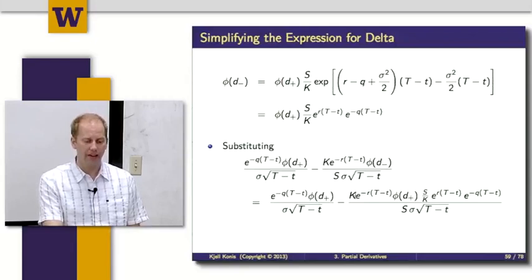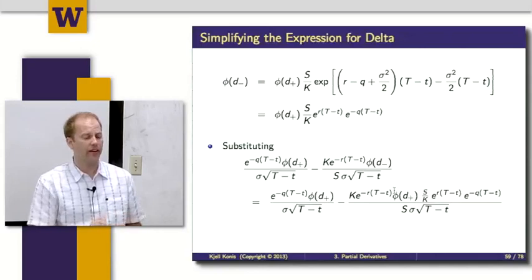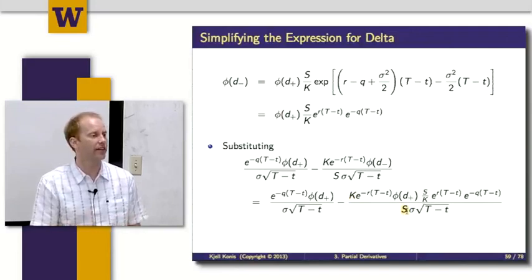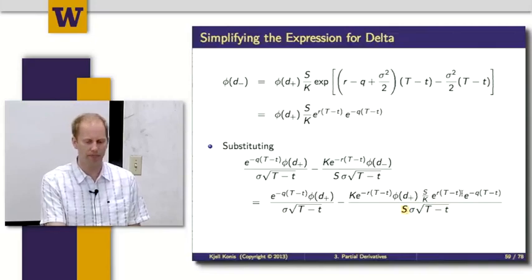But now I have k times e to the minus r(T minus t). So that carried over from before. And now I have what's coming from my new expression, phi of d plus, s divided by k, e to the r(T minus t), and e to the minus q(T minus t). But here I have a k and s over k, so that's going to be just s. And then I have an s in the numerator and an s in the denominator here. So all of the strike prices and the asset prices are going to cancel each other out in this term.